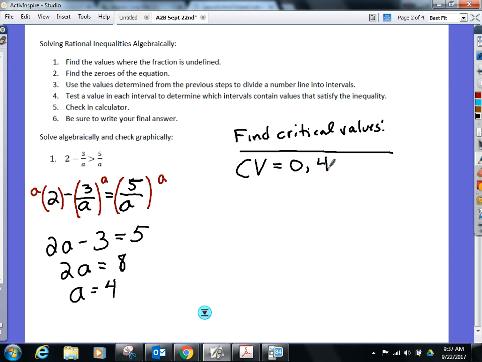Okay, this is the biggest part right here, just finding critical values. Now here's what I need to do. I'm going to set up a mini number line with those critical values on it. Everyone remember their number line?